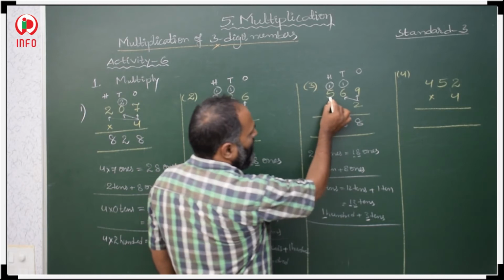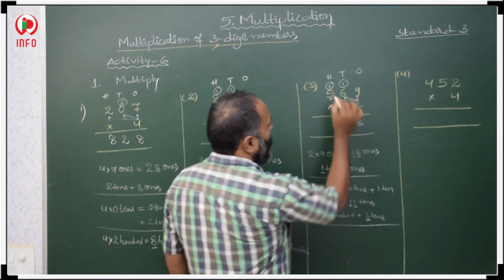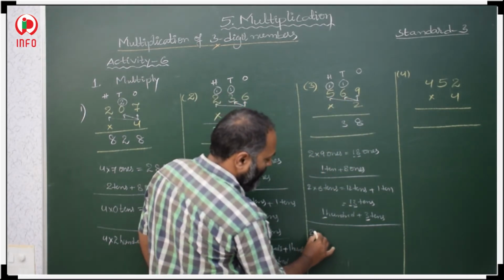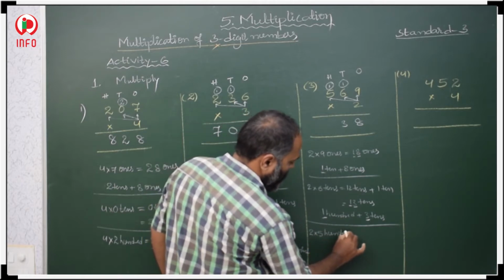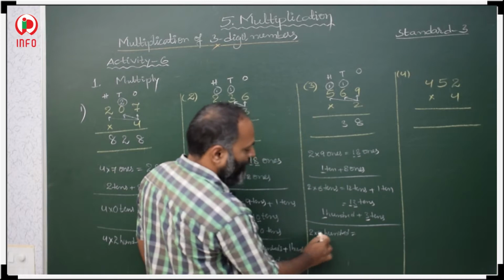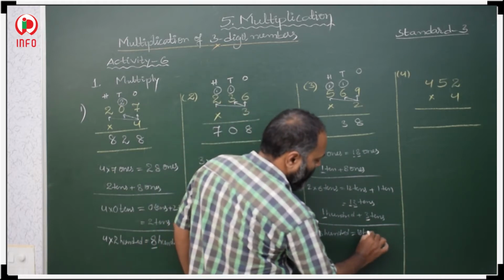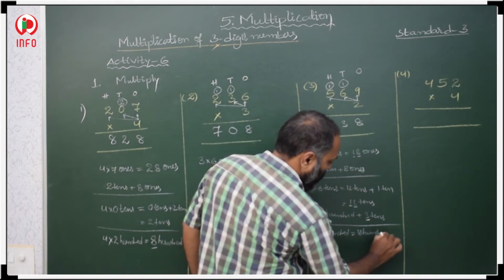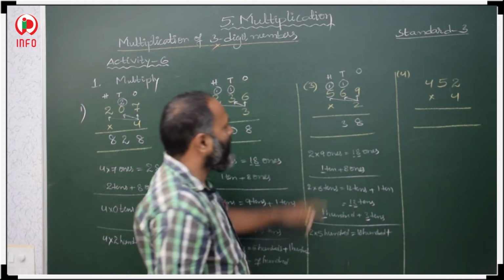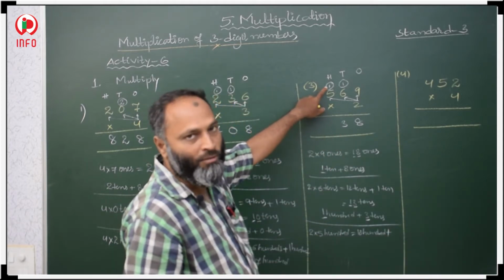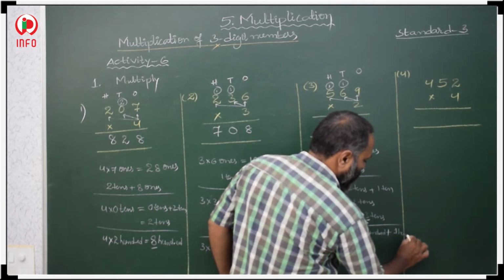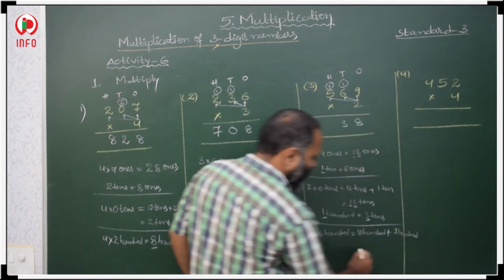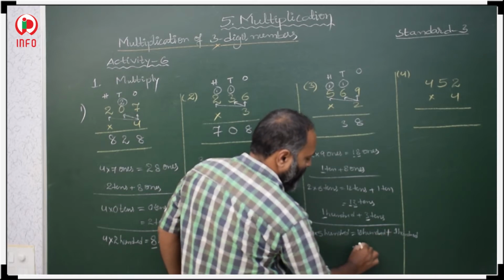Now we have to multiply with hundreds. 2 into 500. 2 fives are 1000, plus what is carry over here in hundreds place? 1, that we have to add, 100. Total 10 plus 1, 1100.